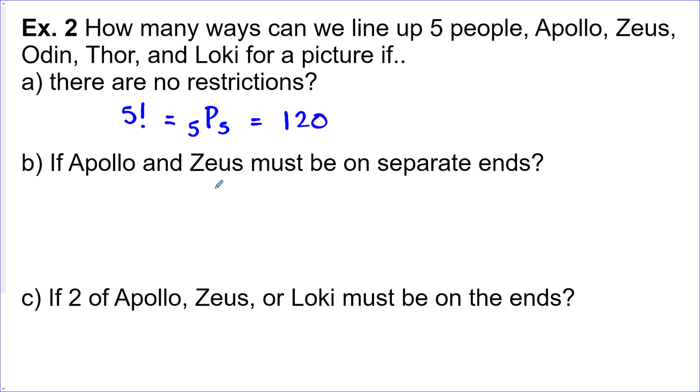What if Apollo and Zeus must be on separate ends? So you have 5 people, 1, 2, 3, 4, 5, and Apollo and Zeus need to be on the separate ends here. So that means that there's 2 ways to do that. They could switch places here, or 2 factorial or 2 ways. That leaves the 3 people in the middle. And so there is 3 factorial ways to arrange the 3 people in the middle. So 2 factorial times 3 factorial is 12 ways.